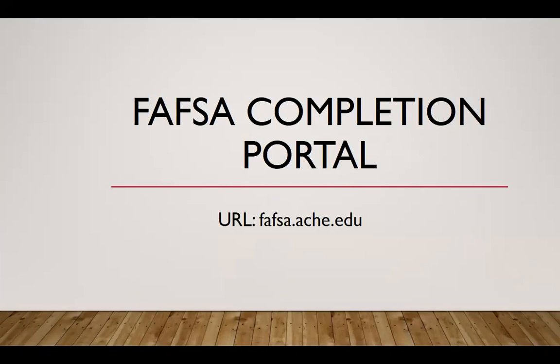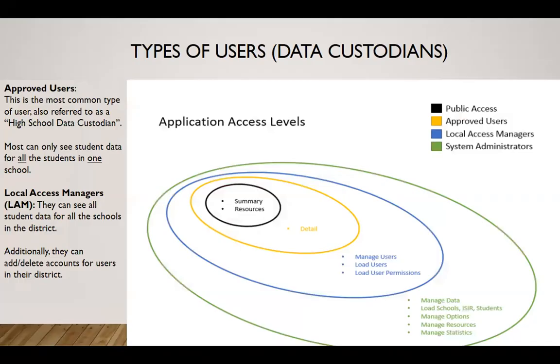Now, on this homepage, once again, that's the URL. All you have to type in your browser is fafsa.aic.edu. I mentioned a minute ago there are different types of users. We looked at the public view, where there's no student information. At the next level are the approved users. In the use agreement that I just pointed out to you, these are referred to as high school data custodians. They're the vast majority of the people who have access to the portal.